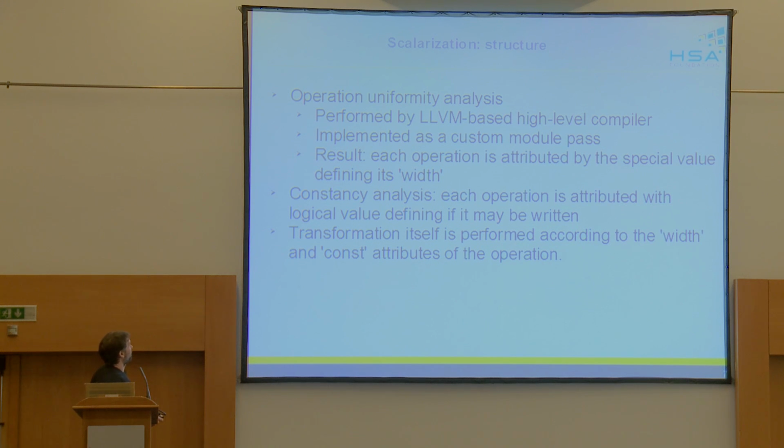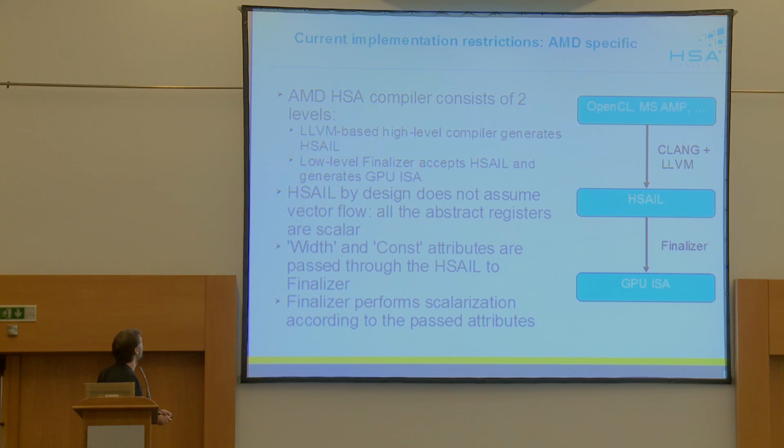And the second attribute is constancy. It's a Boolean. Here the optimization has some restrictions. Part of them are related to AMD-specific and OpenCL-specific things, and another part is related to the LLVM infrastructure restrictions.